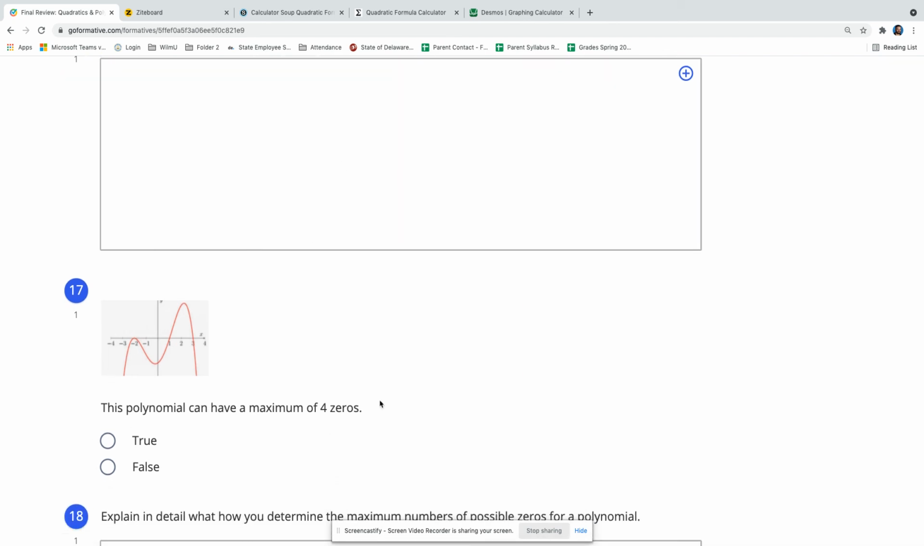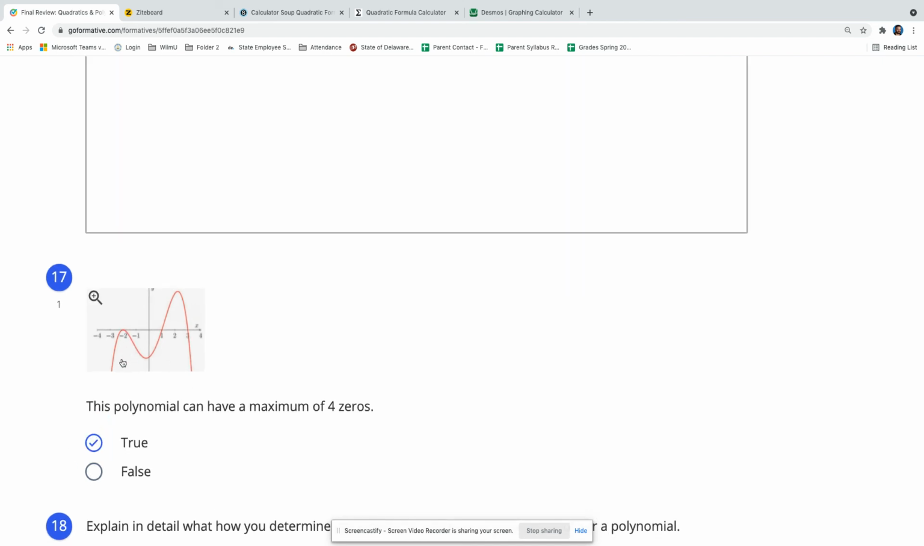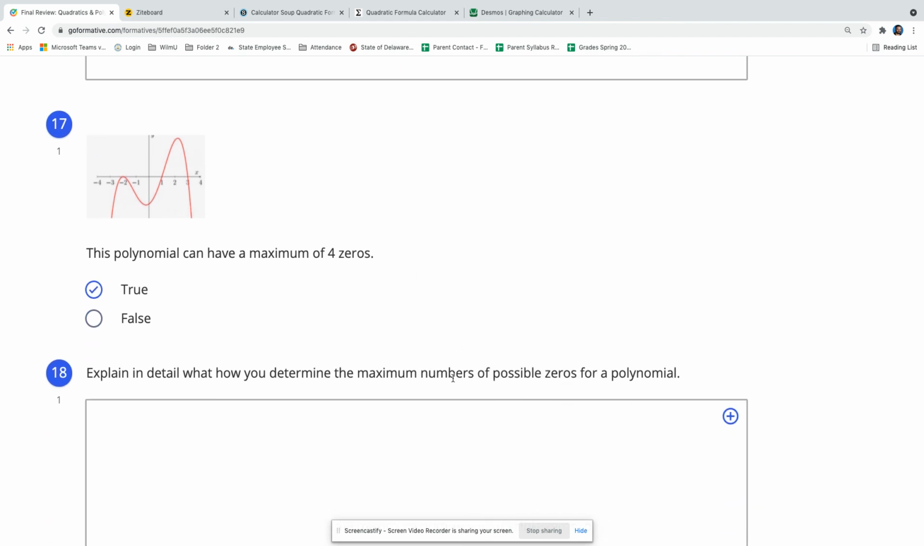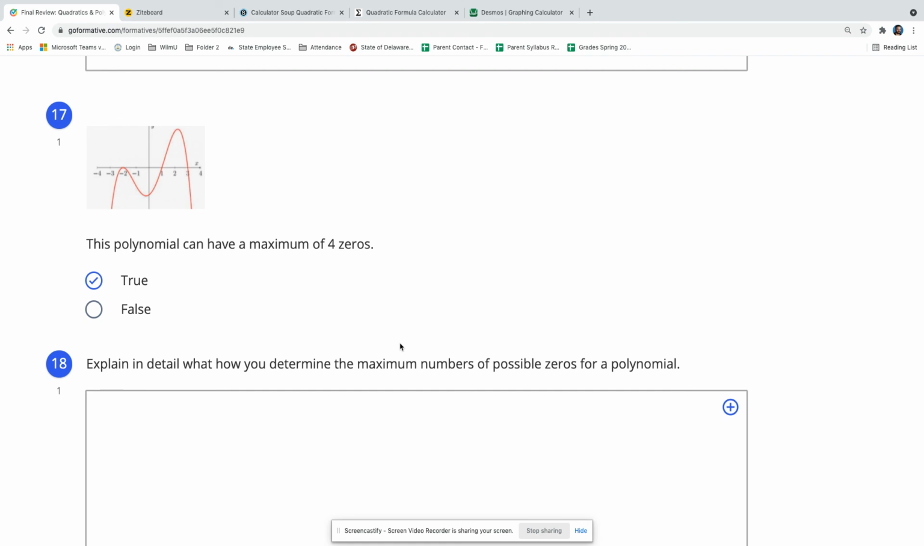So this polynomial can have a maximum of 4 zeros. I don't love this question, but it is true. This right here is a quartic function. So this particular polynomial itself only has 3 zeros. But generally speaking, quartics, like if we came up here and then came back down, we could have 4 zeros. So in terms of number 18, the maximum number of zeros possible is always the same as the degree.